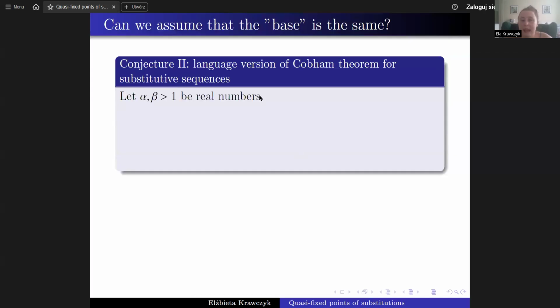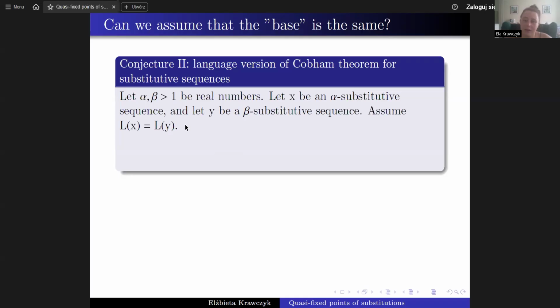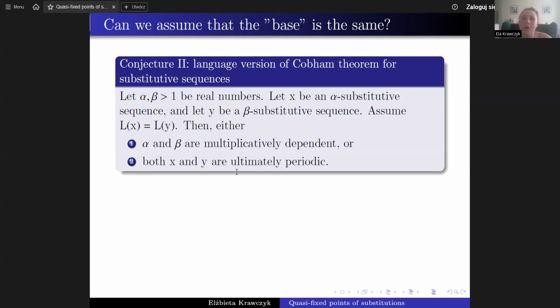So what would it say? This is the second question, or conjecture. If we start with a pair of real numbers alpha and beta, and I have a sequence x which is alpha-substitutive and another sequence y which is beta-substitutive, and I assume that the languages of the sequences are the same, well, I would want to have the same result. I would like to know that either alpha and beta have to be multiplicatively dependent, or the sequence has to be ultimately periodic. That would mean that I can reduce to the case when the base of my system is the same as my substitution.